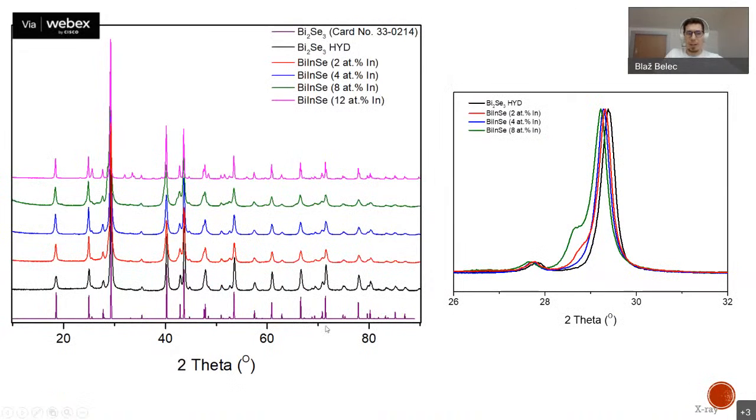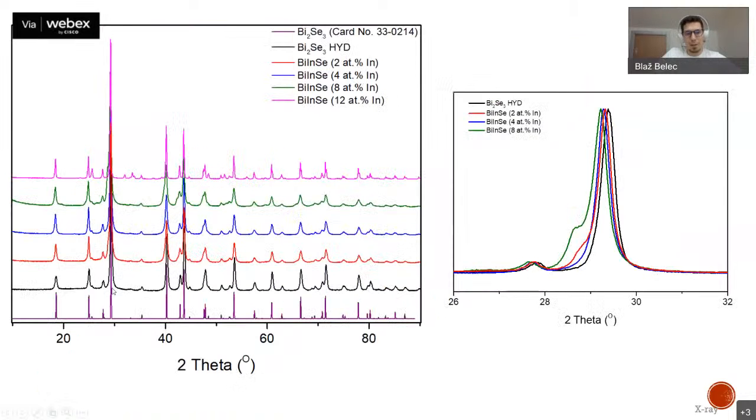For instance, we can also track the differences. If we chemically change our sample, for instance, here with increasing the indium content in bismuth selenide, we can see up to 12 atomic percent the diffractograms are the same, but at 12 atomic percent, we get additional peaks. So something happened with the sample. Also, we can track with the changing position of peaks if the crystal cell has changed its dimensions. This is commonly seen when we dope some material.